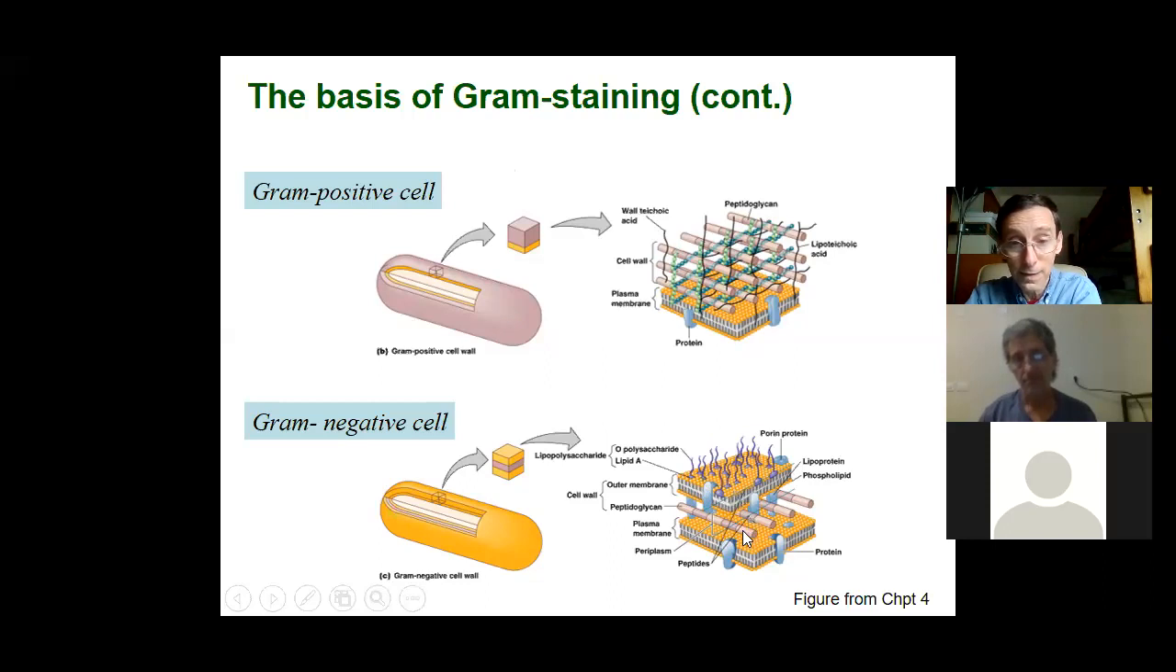And because this is a thin peptidoglycan layer, the crystal violet iodine complex washes out of this thin layer, and the outer membrane is destroyed by the acetone alcohol wash. Whereas in the gram-positive cells, in this thick peptidoglycan layer, the crystal violet iodine complex does not wash out. Any question about that?